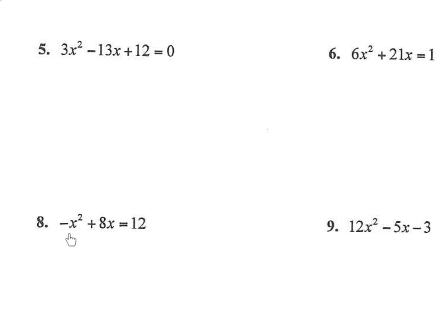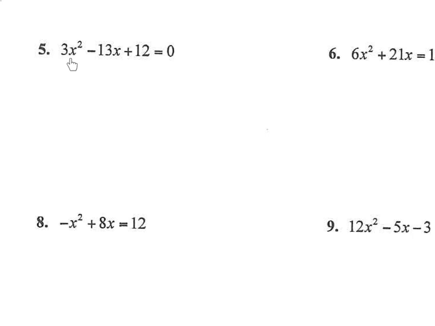And in addition to that, you want your highest degree term, which is your x squared term, to be positive. So like on number 8, we will want to move the negative x squared to the right to make it positive. So you don't always move everything to the left. You move everything to the side where your x squared term is going to be positive. So that could be the right or it could be the left.